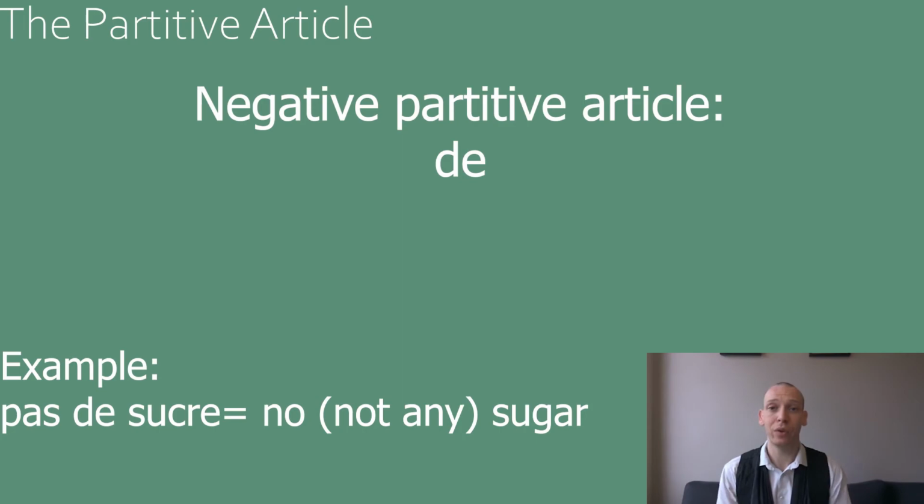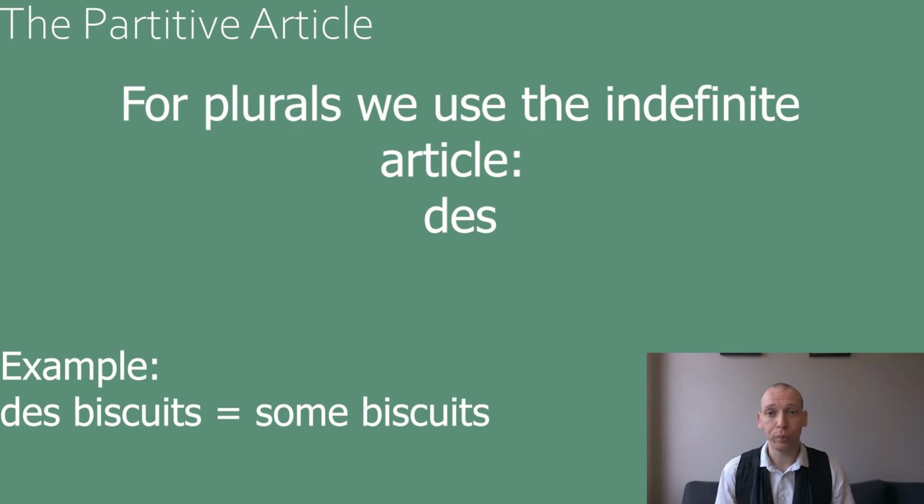With a negative verb phrase, the partitive article becomes de, pas de sucre, no sugar or not any sugar. One last point. For plurals, we use the indefinite article or des. For example, des biscuits, some biscuits.